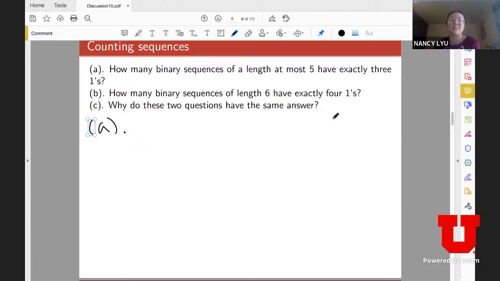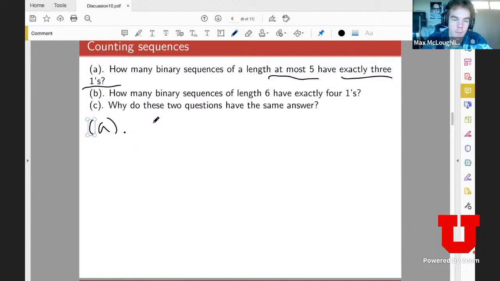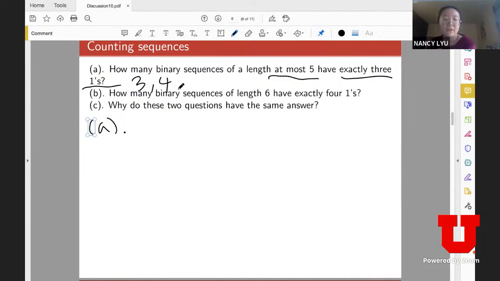How many binary sequences of length at most 5 have exactly 3 ones? And right here, you notice that we have the at most 5. What does this imply about our length of binary sequence? And we also have to have exactly 3 ones. What does this imply about our length of binary sequence? The length can be between 3 and 5. Yep. So the length of the binary sequence can be 3, 4, or 5.